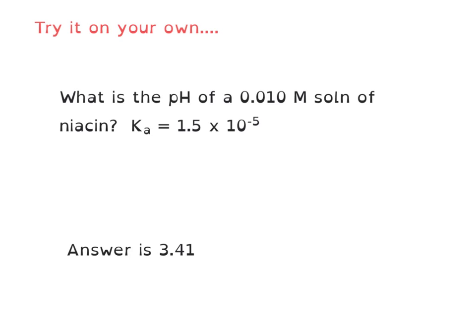Okay, so here is a sample problem for you to try. What is the pH of a 0.010 molar solution of niacin? And niacin's Ka is 1.5 times 10 to the negative 5. And I am giving you the answer right here. Your answer should be 3.41. So go ahead and work that problem out and see if you can get to that answer.